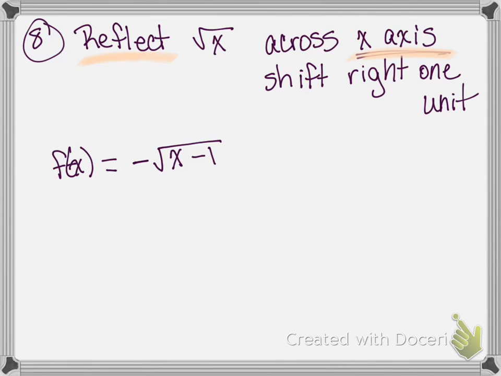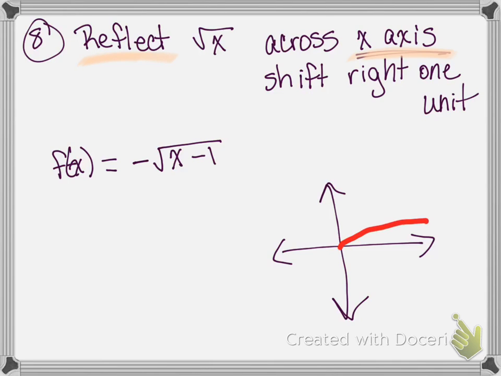Now if you wanted to draw it, you could. You certainly don't have to, because you won't be using Desmos. There is the square root of x. I reflect it across the x-axis, and then I move it 1 unit to the right. So it's going to look something like that. That's what it's going to look like.